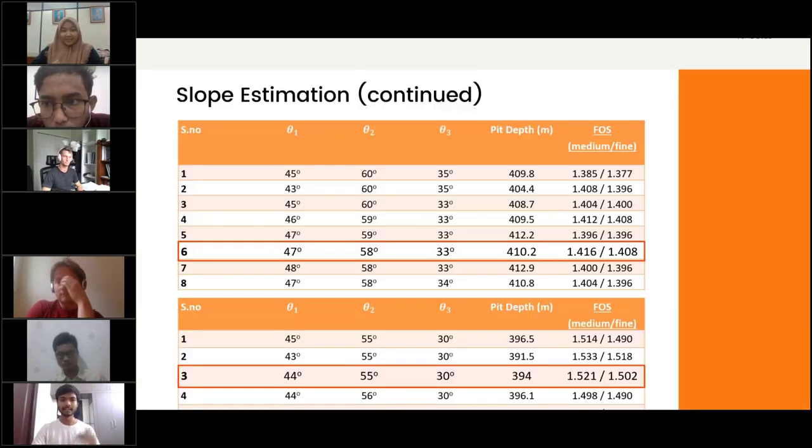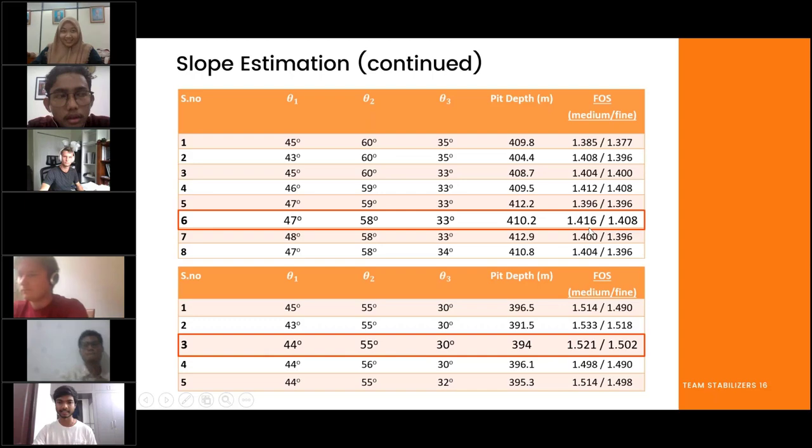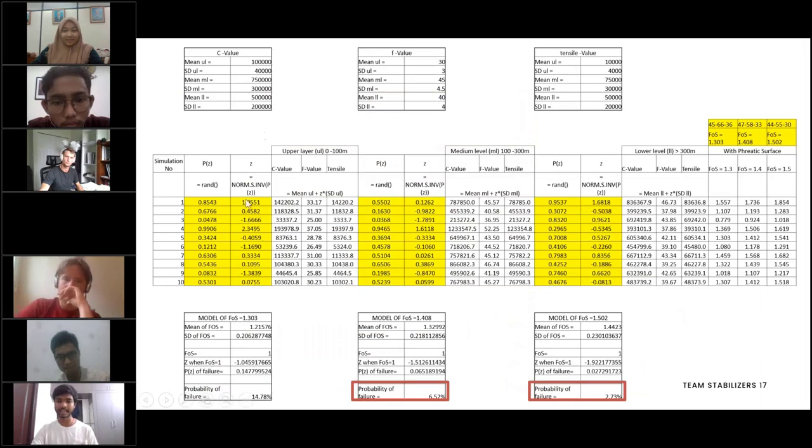For this, in a similar way, we did optimization for 2 more slopes, just to make it less time consuming. We made a model for FOS 1.4. We made a model for FOS 1.5 with these angles and this depth from the financial equation, giving us this sample of the final Monte Carlo simulation with FOSs for 1.4 and 1.5, giving us a probability of failure of 6.52% for the 1.4 model and 2.73% for the 1.5 model.